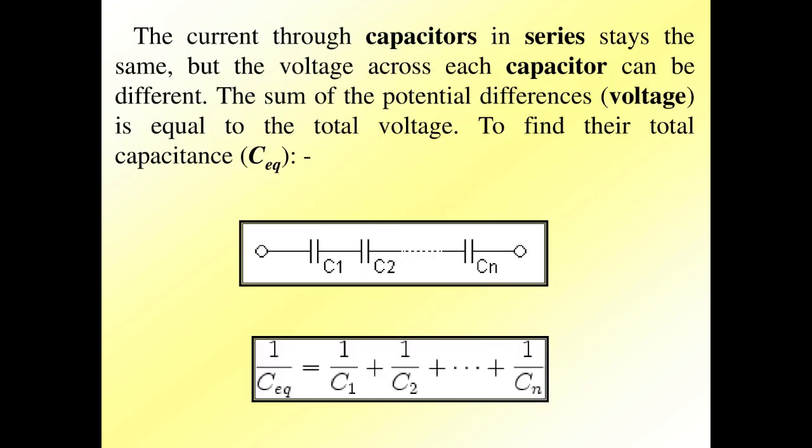The charge on capacitors in series stays the same, but the voltage across each capacitor can be different. The sum of the potential differences, voltage, is equal to the total voltage. To find their total capacitance, Ceq, we need to add the reciprocals of the values of each of them.